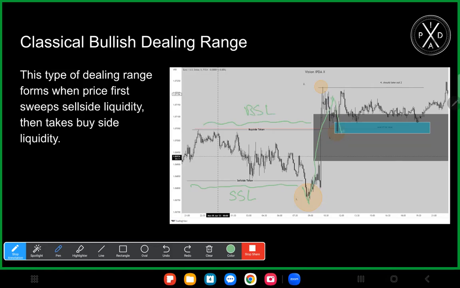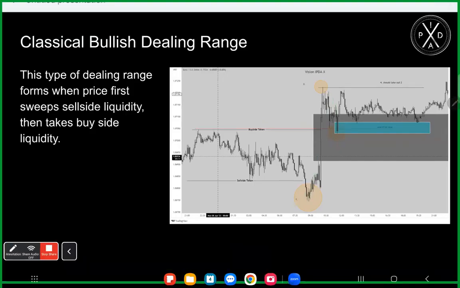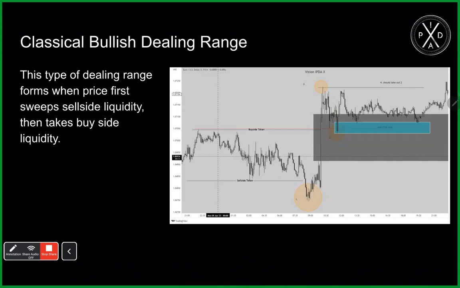And then we see price come back inside that range, right? And then that gives us phase 3, as I have marked out on the chart. And then we expect phase 3 to take out phase 4. So, and then we expect phase 4 to take out phase 2. So we have 1, 2, 3 comes back into the range, and then 4 should take out 2 right here, as I have written right there. And then that's exactly what we see there as well. So this is a classical bullish dealing range. Now let's take a look at the next example.